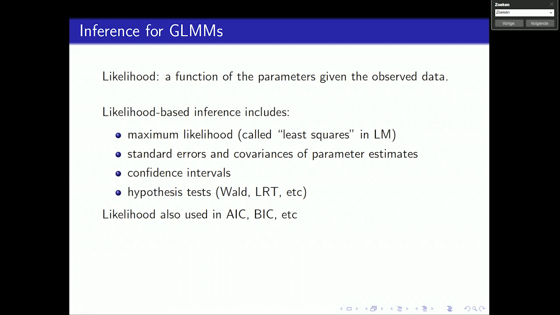In the linear model setting, that's called least squares or ordinary least squares. We can get standard errors, we can get covariances of parameter estimates, we can do confidence intervals to get interval estimation, we can do hypothesis tests like likelihood ratio tests, Wald tests, that sort of thing. Those are all sorts of likelihood-based inference. And then also the likelihood is used for AIC, BIC, and other sorts of things.